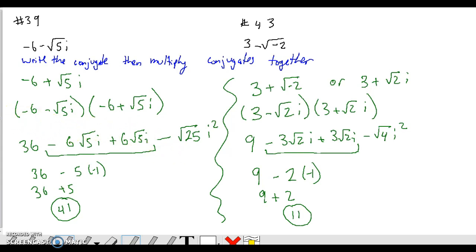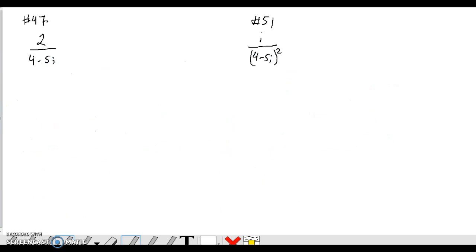All right. Last three. So the first one is a little division. So we want to write it again in the form of a plus bi. So we cannot have an i in the denominator. So we are going to use our conjugate to multiply top and bottom, right?